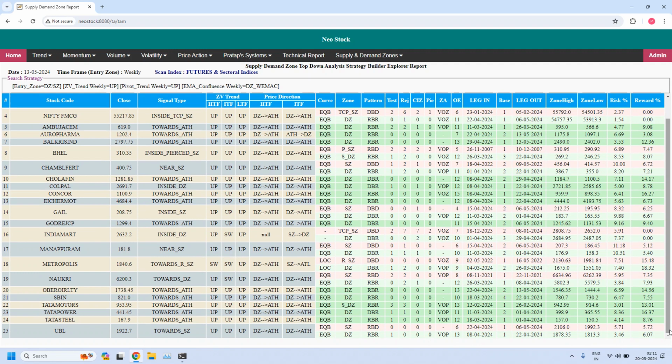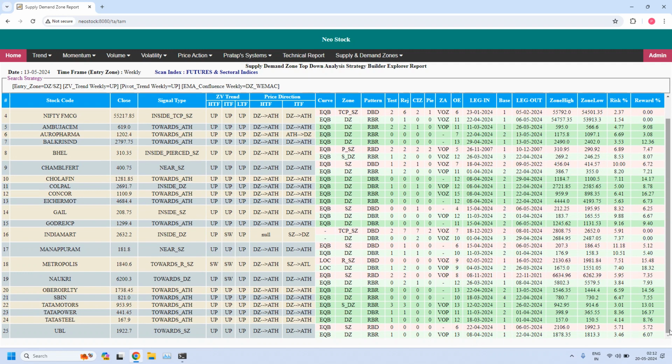So these 25 stocks are having demand zone with weekly EMA confluence, and also their trend, both based on zone violation and pivot high low trend, is uptrend on weekly time frame.